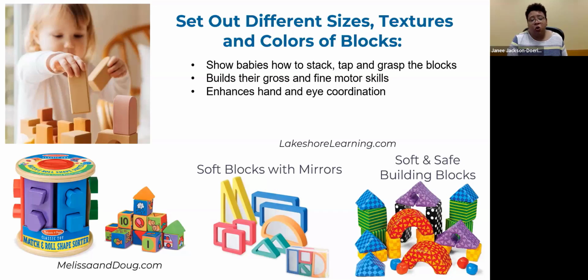You want to make sure you show babies how to stack them, tap the blocks, and grasp the blocks. Usually it's between 7 to 9 months is the age range where babies start to actually tap them, knock them down. So definitely have time to show them how to stack, how to tap a block, how to grasp it. When you put out blocks for babies, you're helping them build their gross and fine motor skills, and that's perfect for their development. You're also strengthening their hand and eye coordination.